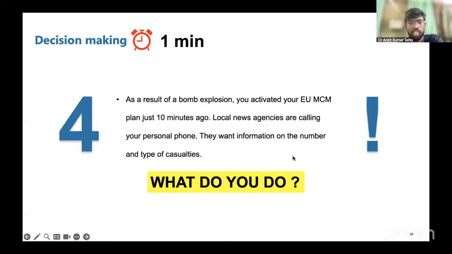Yes, great. So next, as a result of the bomb explosion, you have activated the MCM, for example, just 10 minutes ago, and local news agencies are calling on your personal phone. They want information on the number and type of casualties. What are you going to do? You are the director of your institute.